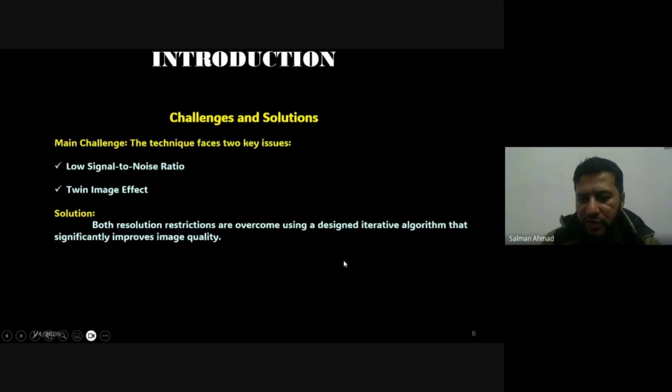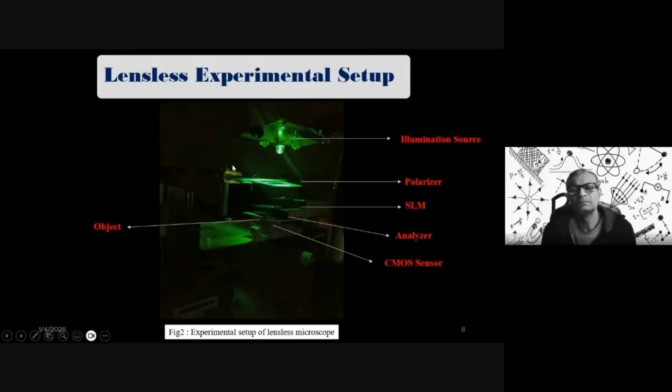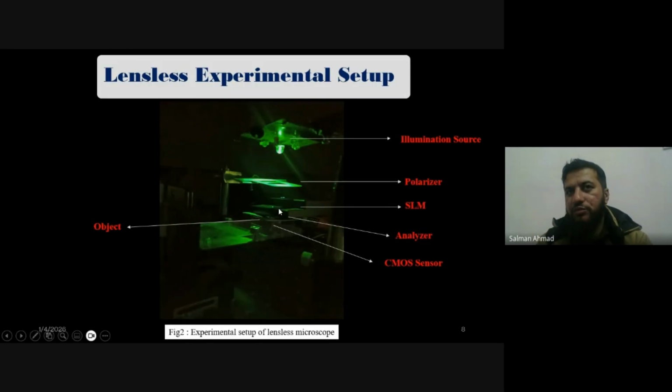So what the Fresnel zone plate did, if you look here, the structure is transparent and opaque, transparent and opaque. When the light passes through these circles, it diffracted, and a special diffraction phenomenon occurs there, which structured the incoming light. Here we can use any type of mask.